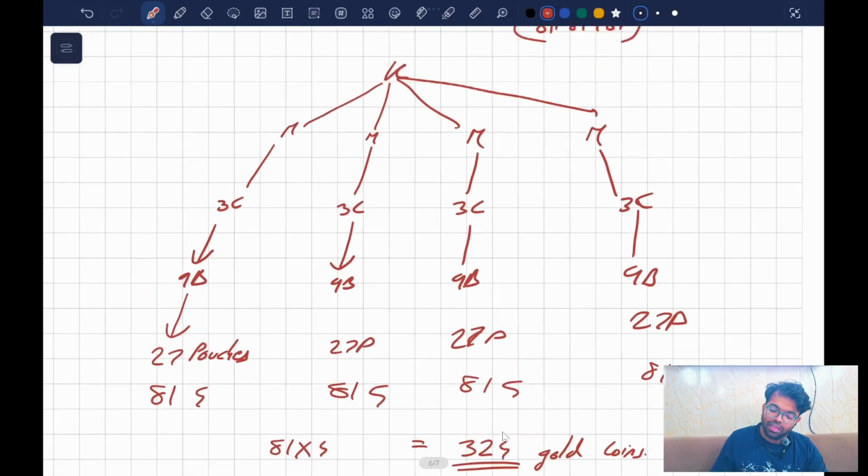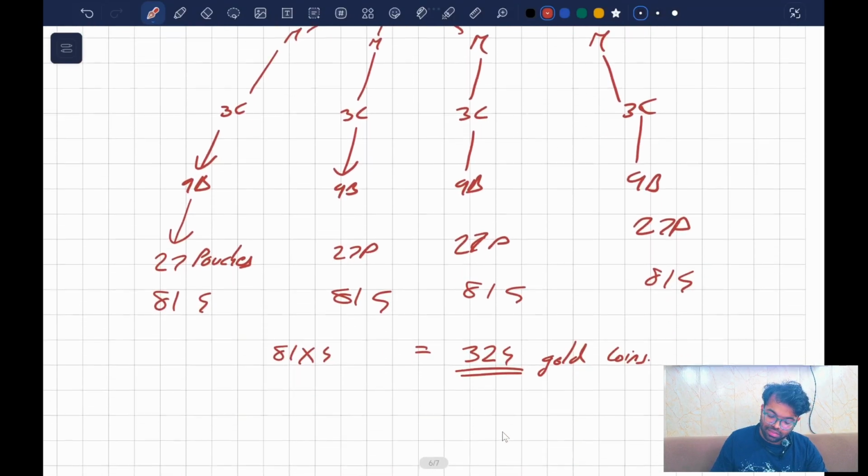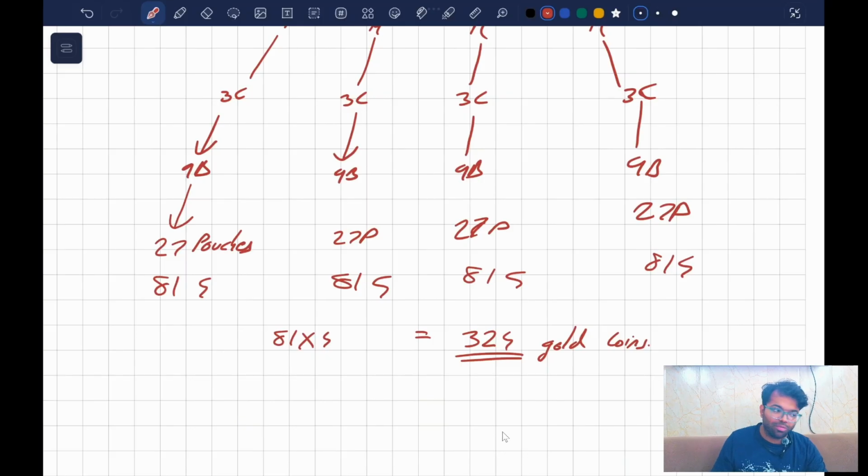यहां पे भी क्या हो रहा है? यू आर हैविंग द सेम नंबर ऑफ लेवल्स, है ना? सेम नंबर ऑफ लेवल्स तुम्हारे निकल के आ रहे हैं. नाउ हाउ वुड यू एक्सप्रेस दिस इन एक्सपोनेंशियल फॉर्म? 81 can be expressed as what? 3 to the power 4 into 2 squared. 3 to the power 4 is 81 and 2 squared is 4.